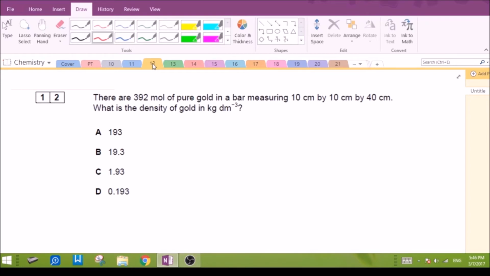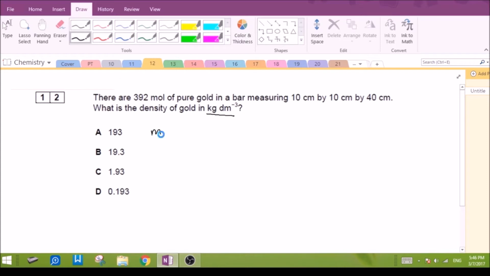Number 12. 392 moles of pure gold in a bar measuring 10 centimeters by 40 centimeters. What is the density in kilograms per dm cube? So a good habit would be to convert the mass into kilograms, convert the volume into dm before we find the density. Right, so here's how we do it.